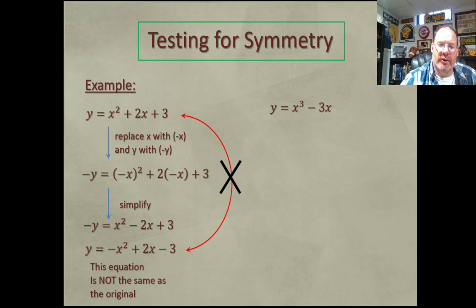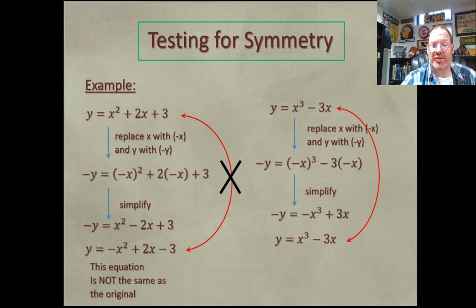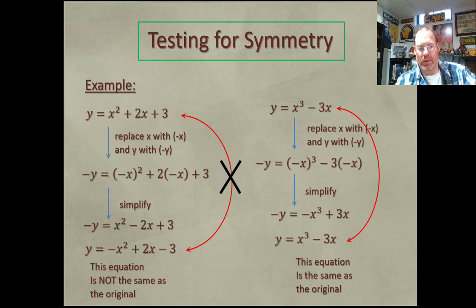Okay, the next one, replace all the x's with negative x, all the y's with negative y. Simplify. Don't leave it with a negative y, so multiply everything by negative 1. And what you end up with is exactly what you started out with, which means the second equation is symmetric about the origin.